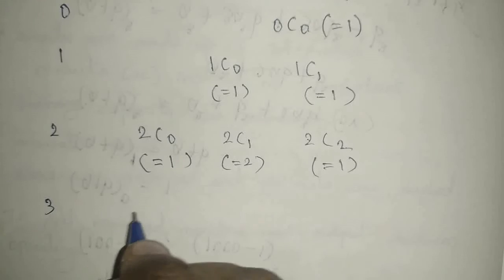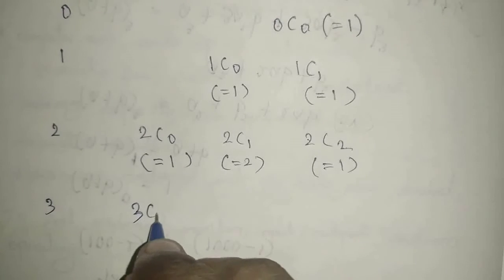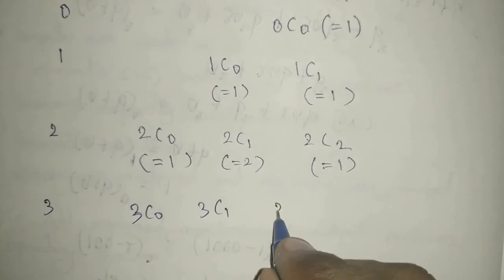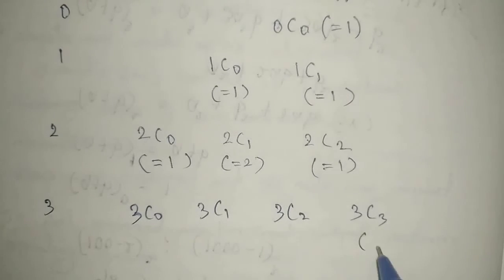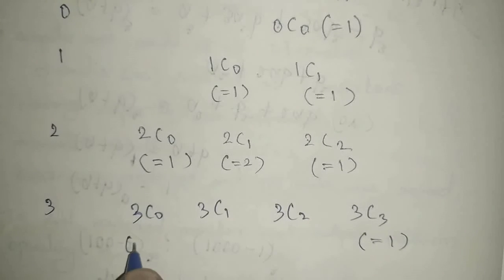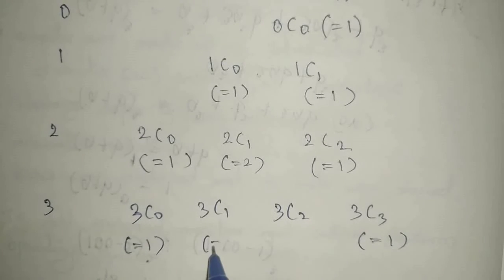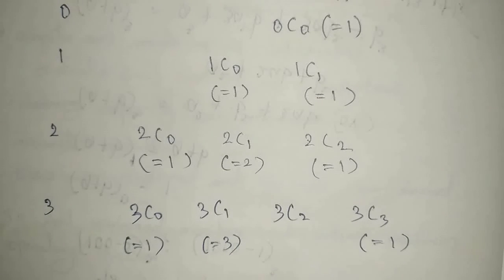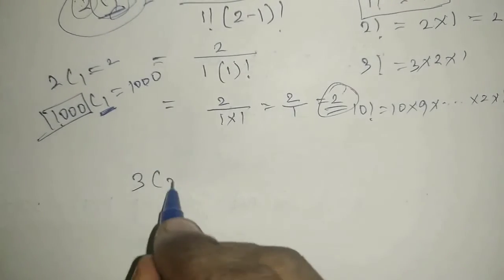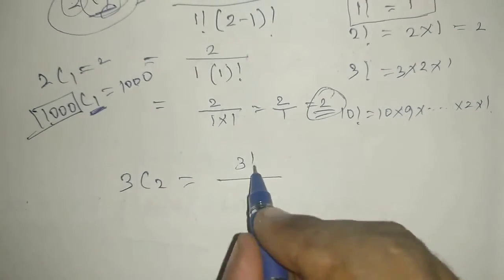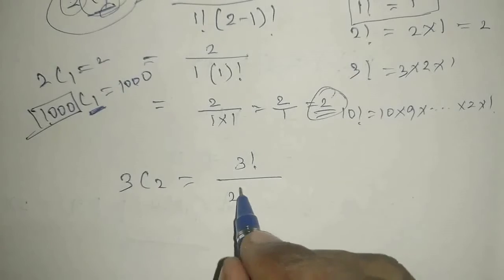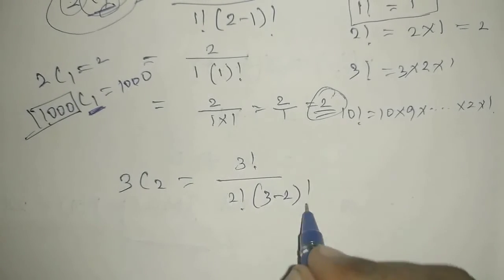So for 3, first 3C0, 3C1, 3C2 and 3C3, like that we have to go. So this we know simply 1, and this also we know simply 1, and here also 1, I said what we have here, you can give, and 3C2 we have to simplify. Okay, so the 3C2 formula we know very well. What is that? n factorial over r factorial into (n minus r) factorial: 3 factorial, 2 factorial, (3 minus 2) factorial.